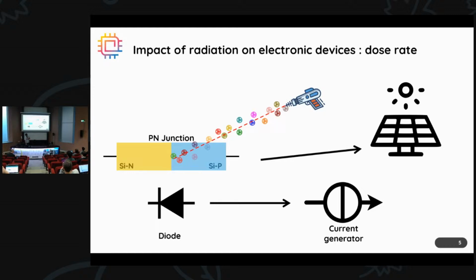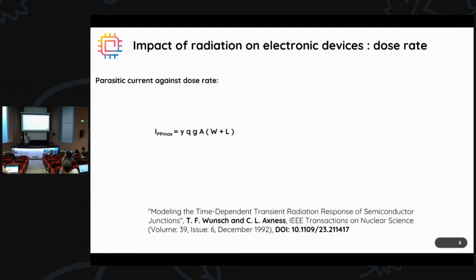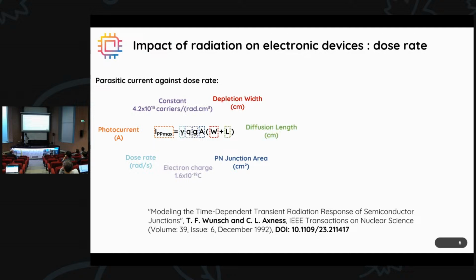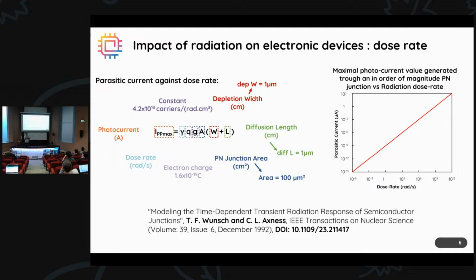This current generator can be expressed with the following equation. The current generated, in amperes, is equal to the dose rate of the radiation received by the PN junction, the electron charge, the constant carrier, the PN junction area, and the dimension of the PN junction area. By taking a measurement on my layout, we can determine the current we will have depending on the dose rate, which is this curve over there.